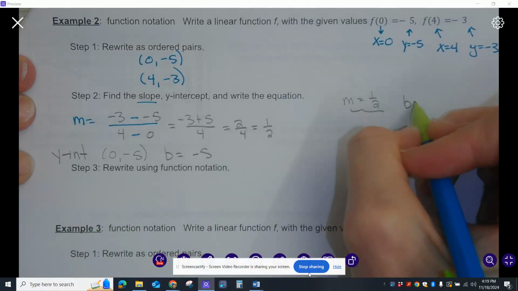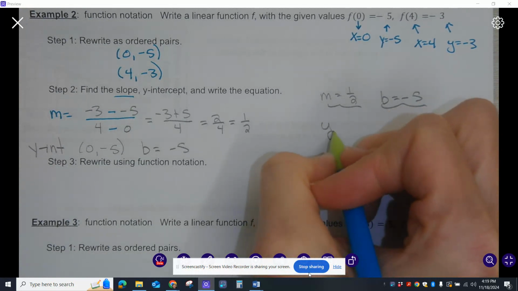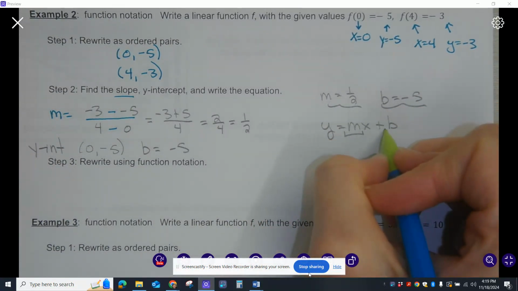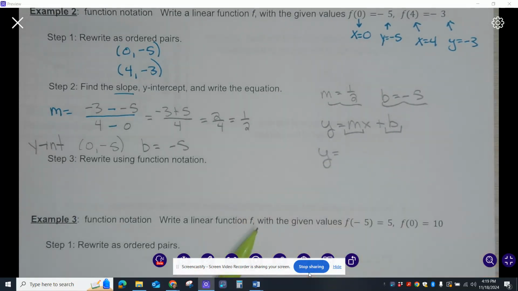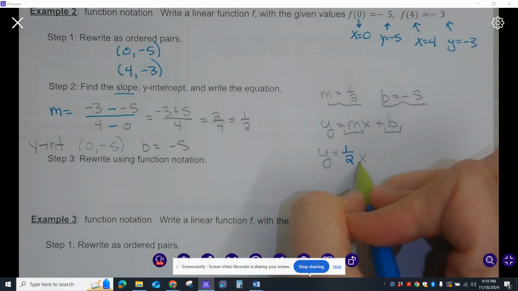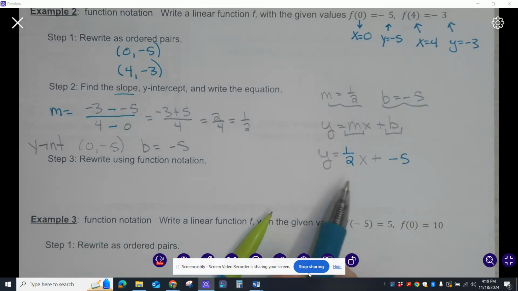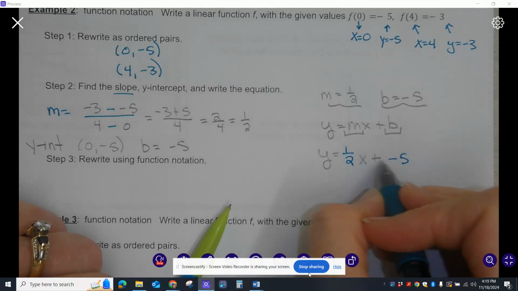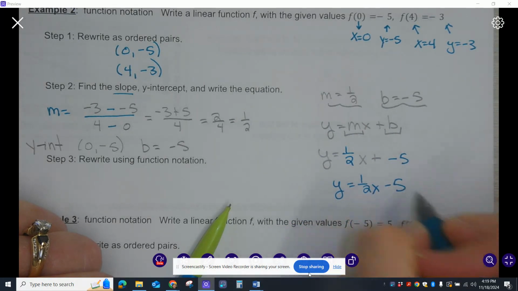All right, I'm going to write that over here, because that's all I need. y equals mx plus b. My m is 1/2 and my b is -5, so that will look like y equals 1/2 x plus -5. This could be simplified a bit. Plus -5 is the same as -5.